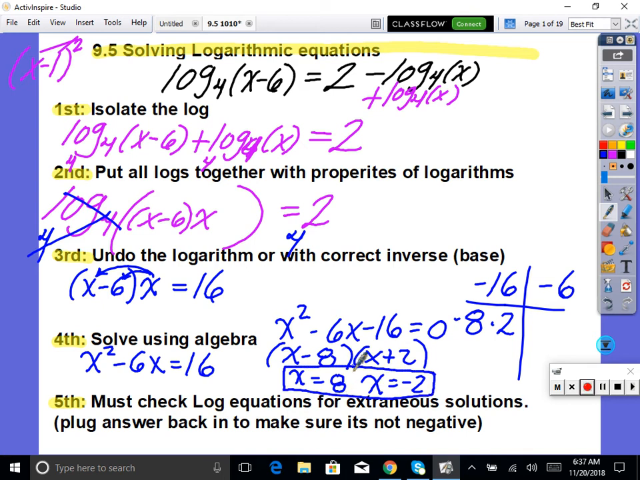And now we've got to check for extraneous solutions. Do not just say, oh, a negative means we're going to throw out that answer. That's not true. Even if you have a positive, you might end up throwing it out. It depends on if you plug it in, if it's still negative inside the parentheses.